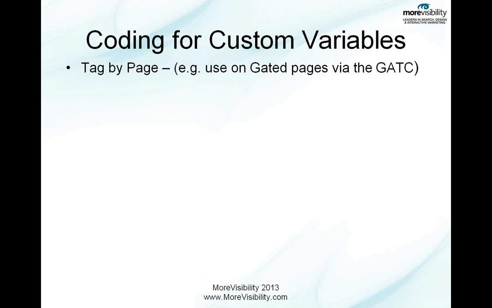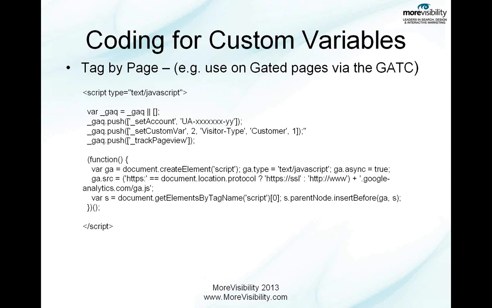One of the things we need to keep in mind is that there are a couple of different ways to code for custom variables. The first is a modified version of the Google Analytics tracking code, which we call the GATC. If you remember that magic JavaScript from the beginning of the webinar that collects all this information, that standard script on its own won't let you tag by page, but you can use a modified version of the Google Analytics tracking code. We're looking at a typical one here, and you see in red there's an extra method added, the set custom var method, which basically adds that tag for you.